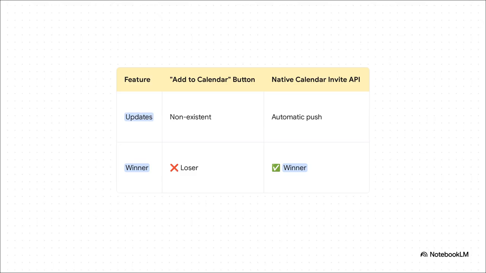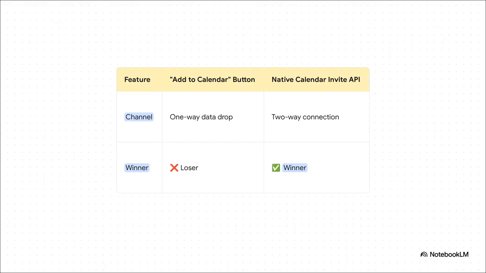Now for round three, and this is where the real magic happens, updates and cancellations. If an event time changes or gets moved, the API lets the organizer update it in just one place, and that change is automatically pushed out to everyone's calendar. It just updates itself. The old method has no way to do this. You're stuck sending out another mass email, just crossing your fingers that people see it, and remember to go in and manually change their own calendars. Good luck with that.